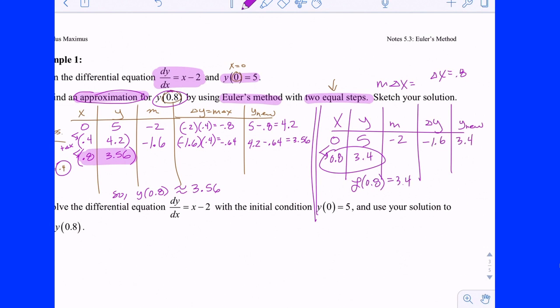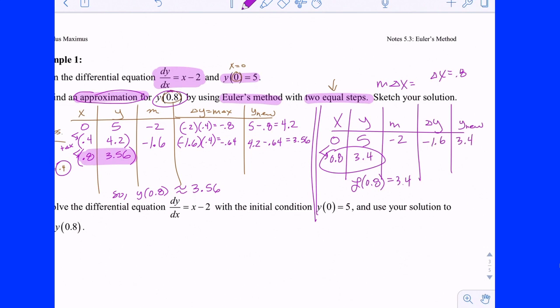Now, according to our method, which one should be a more accurate approximation for the actual value at 0.8? 3.56. Euler's method in general is more accurate. And all we did on Euler's method is we took one extra step. If you wanted to get more accurate than 3.56, what could you do? Keep doing it. Make your delta x smaller, which means you're going to have more steps. The more steps you take, the more times you're calculating the tangent line, the closer you're going to be hugging the actual curve, the better approximation you get.